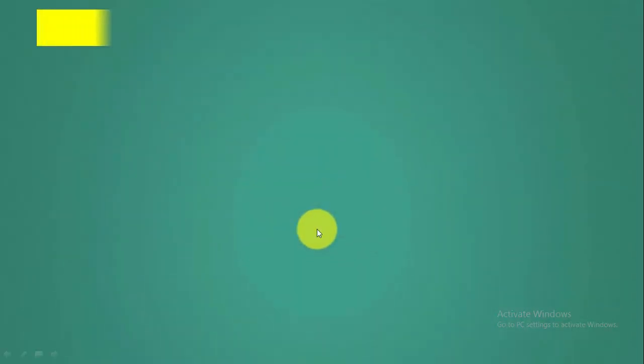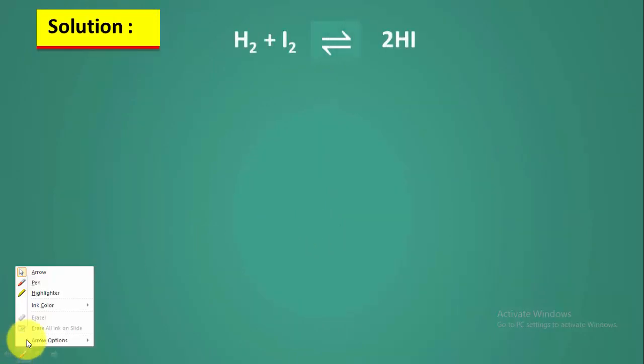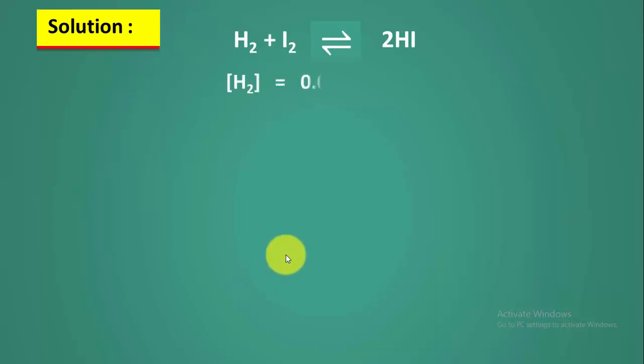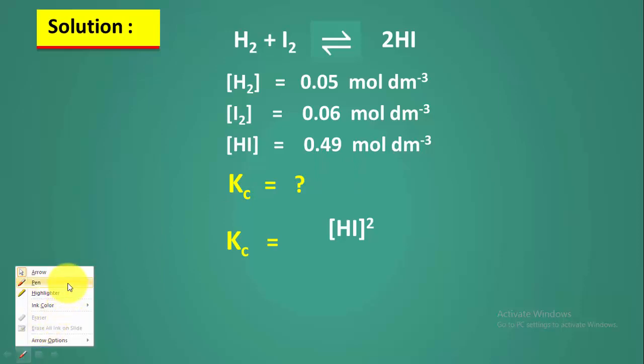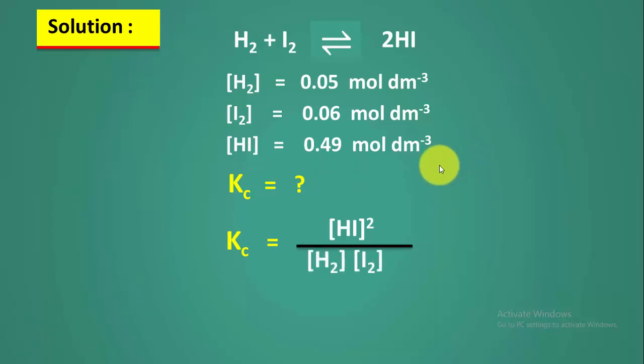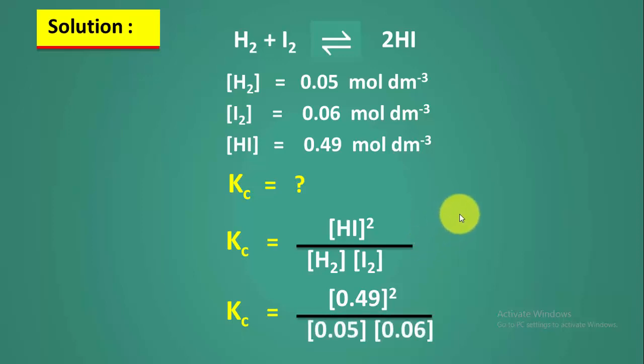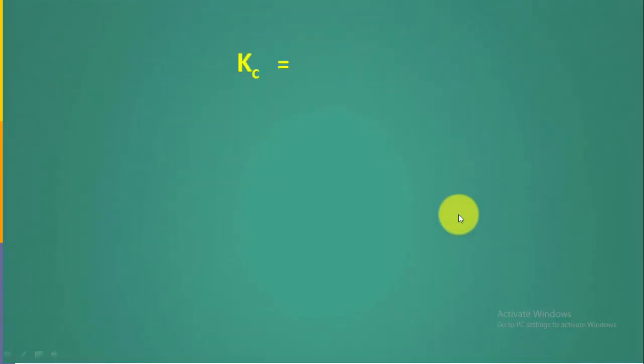So the expression of the value of molar concentrations is prescribed again. So we have to find out the Kc. So the Kc is equal to the product of molar concentration of products raised to the power of their coefficients over the product of molar concentration of reactants. So HI square over H2 I2. So we put the values: HI is 0.49, H2 is 0.05, and I2 is 0.06. Then dear students, we have to multiply these.